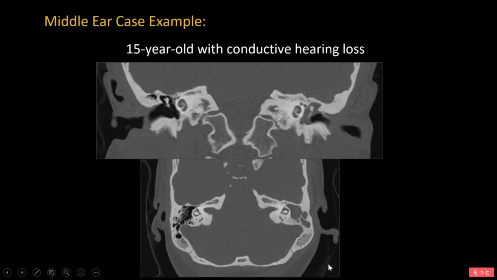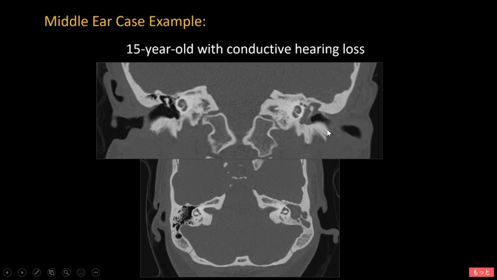This is a pathology that you are likely to encounter though. This is one of the most, actually the most common middle ear lesion. Here you have an example of a 15-year-old patient with left-sided conductive hearing loss. Clearly, when you compare left to right, the left is abnormally opacified.